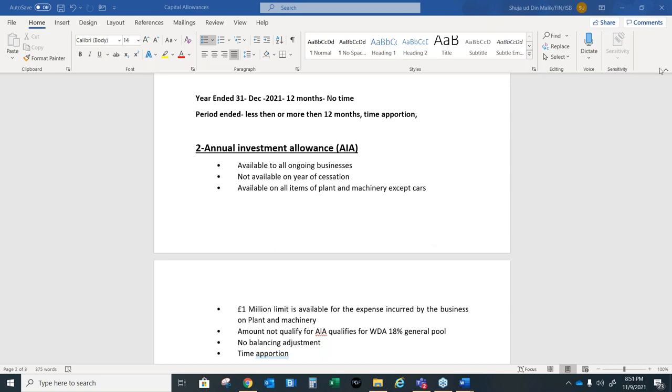Okay, I'm sorry. I clicked on the wrong tab. I wanted to click on the questions. What is the difference between the balancing charge and balancing allowance? Ravi, you have to wait for a while. It is coming in the next 5 minutes. Okay.